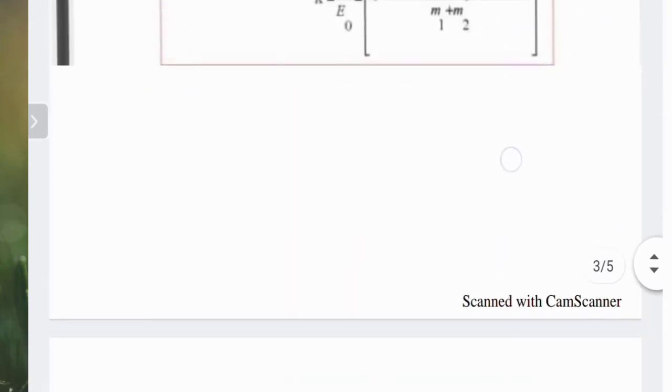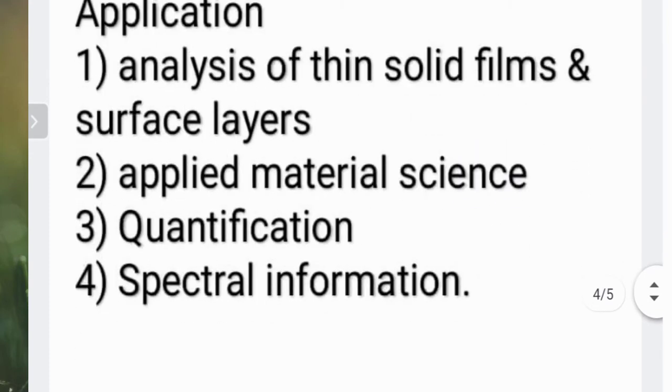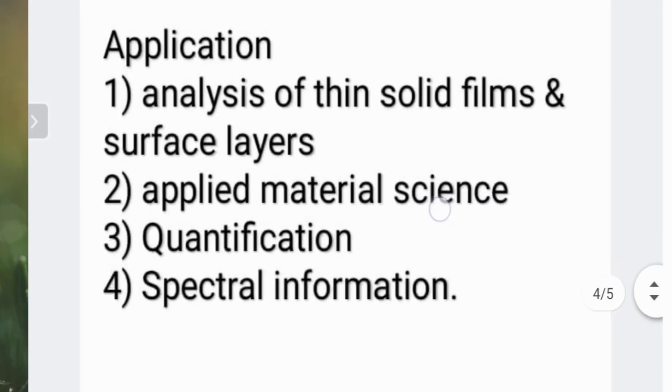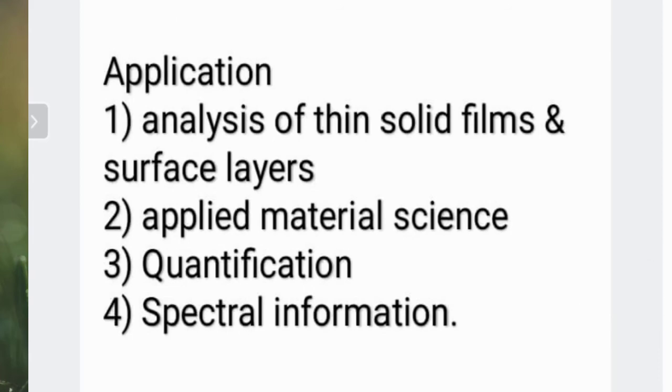We have already seen the kinematic factor. Now the applications of this technique. We have already seen the advantages: we get a better yield for higher elements, depth profiling is also possible, it is a more specific non-destructive technique, and resolution is also good. We can get good results up to the ppm level. Those are the advantages.